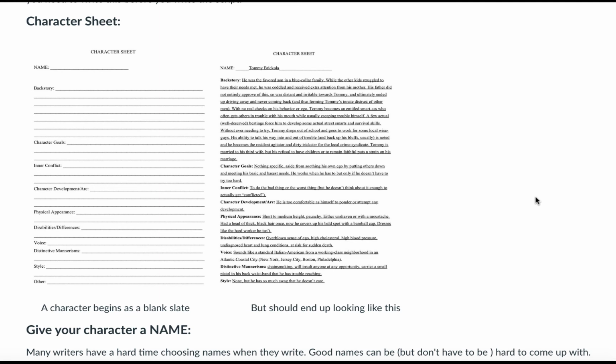And the script I put him in, which I will never, ever show you, is a good workout of this terrible, terrible character doing terrible, terrible things. But he couldn't have done those things if I had not come up with a character sheet to begin with.